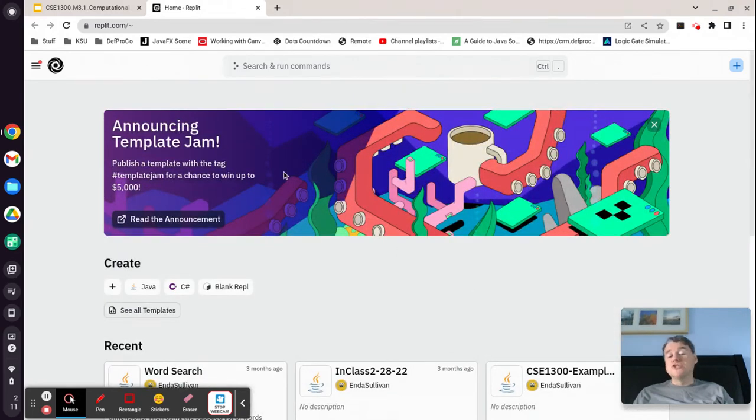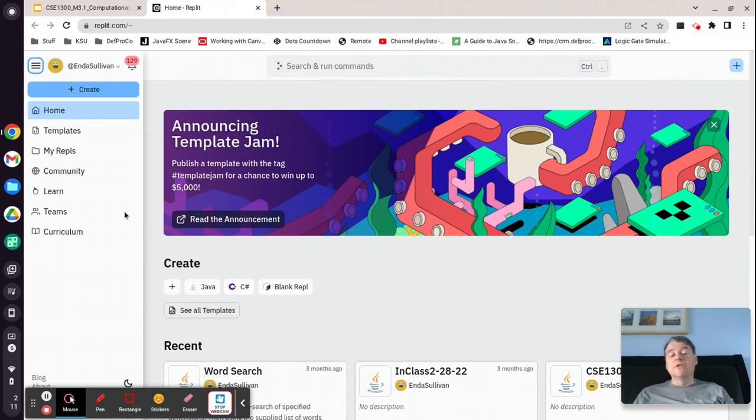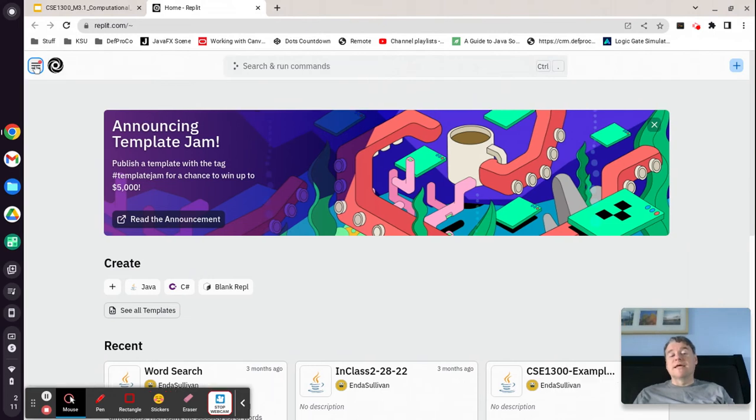The banner at the top may change over time, but you'll have these create buttons and some other stuff down below. You may also see it look like this depending on how it loaded. There may be a side menu that's visible or not visible. It's made visible by clicking that link up at the top. All right, so take a moment, get logged into Replit, and get to this page.